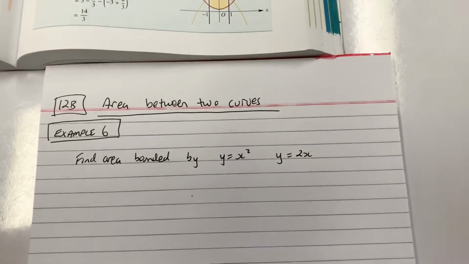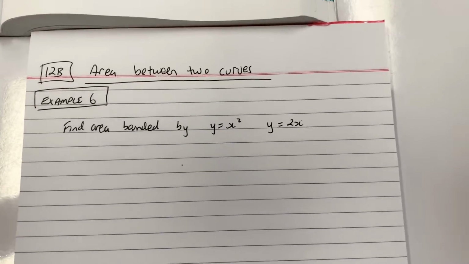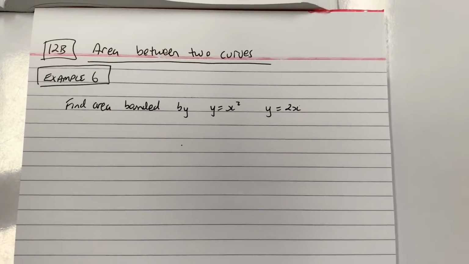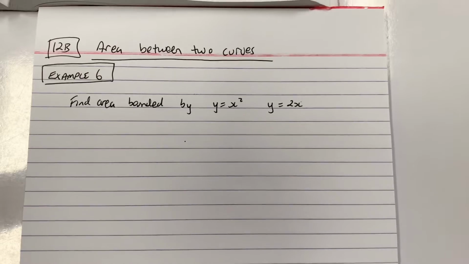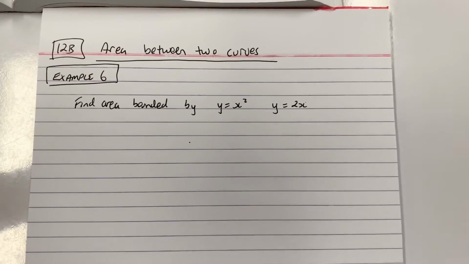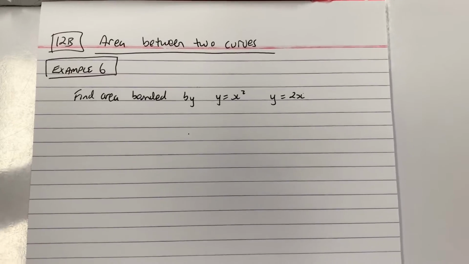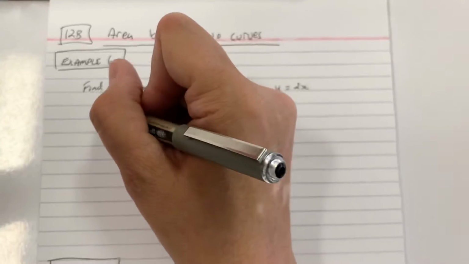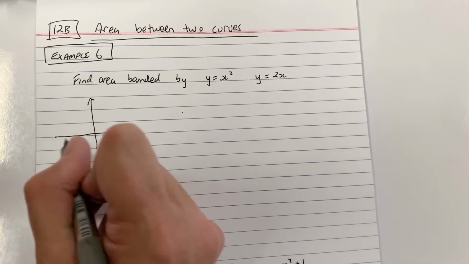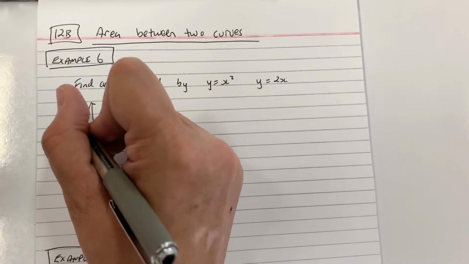Okay, we're doing exercise 12b, looking at area between two curves, the area bounded. Let's do example 6. Find the area bounded between the parabola y equals x squared and the line y equals 2x. One of the first things you'd probably want to do is look at graphing it. You can use your graphic calculator, or for something simple like this, you could probably just do it straight off.